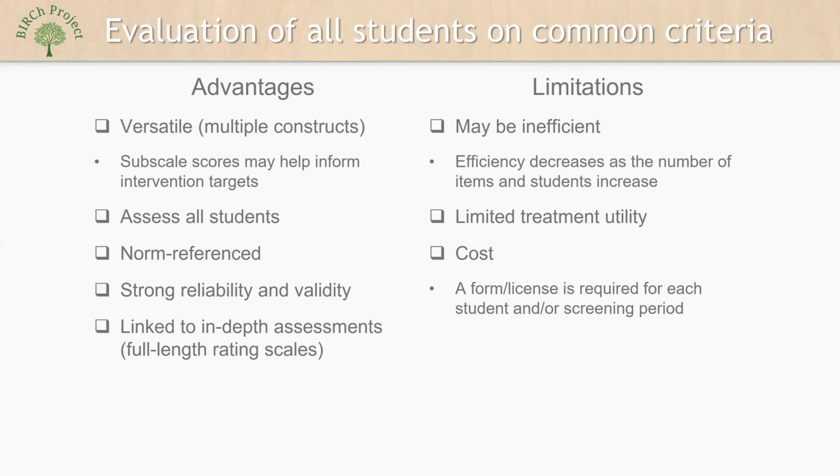Additionally, many of these rating scales will give you scores or risk levels, but it's not always clear how they link to intervention. One of the limitations is that intervention connection is not always clear. Additionally, one of the major limitations of the commercially available rating scales is the cost. For some paper-based rating forms, you have to pay for a form per student per screening period. So the cost of this adds up quickly.